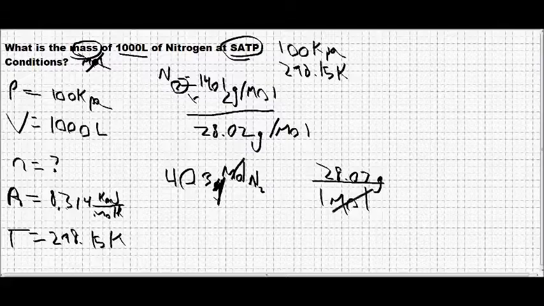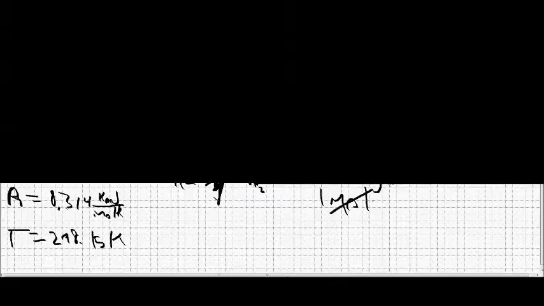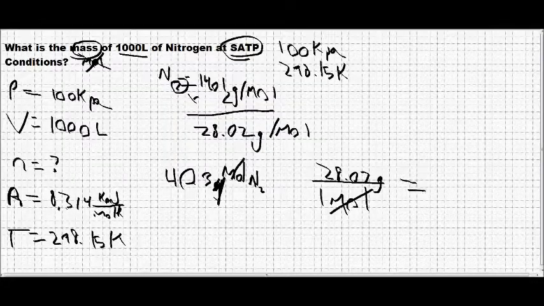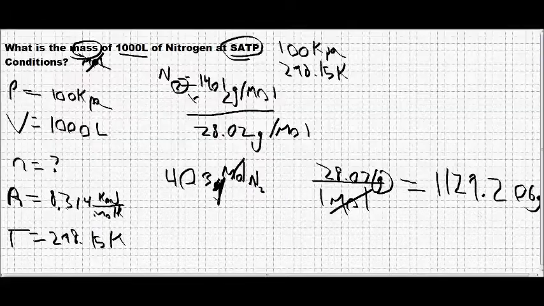So let's look at this. These divide each other out when you're doing it. And 40.3 divided by 1 is just 40.3, which is now multiplied by 28.02 grams. So we know our final answer is going to be in grams because it's the only unit left. So we multiply this together and it gives us 1,129.206 grams of our nitrogen 2.